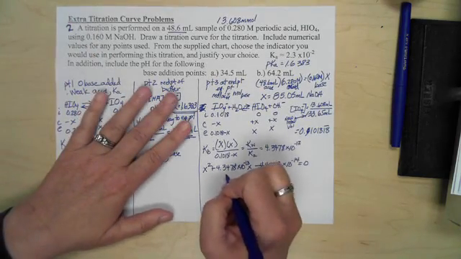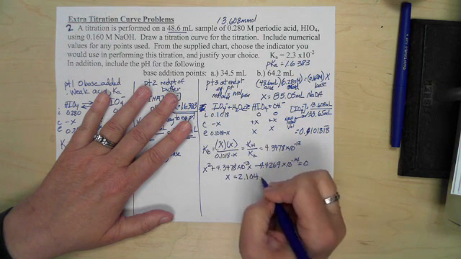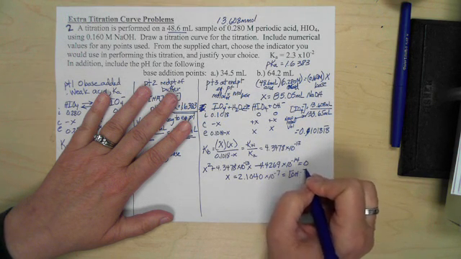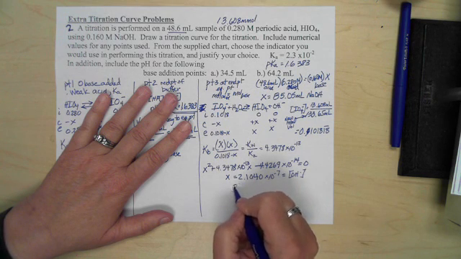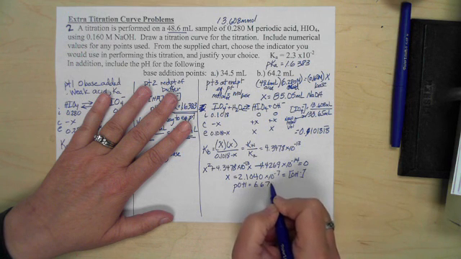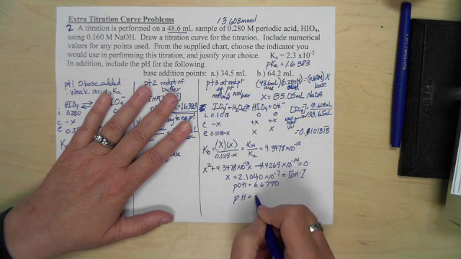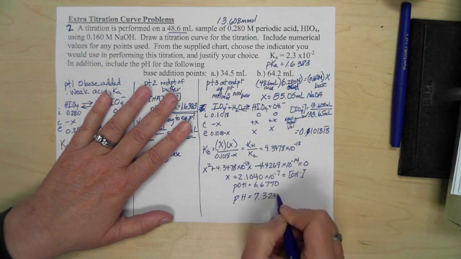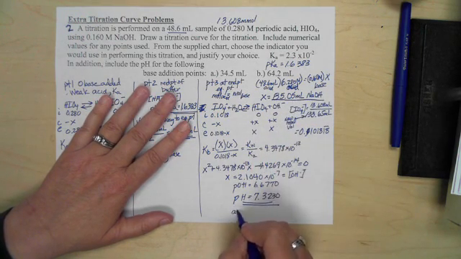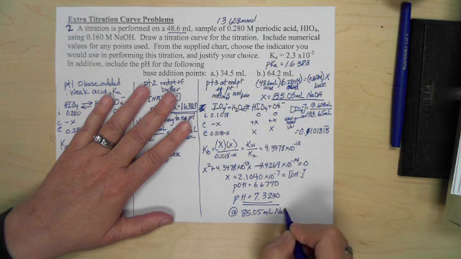We do our math and we find out that x is equal to 2.1040 times 10 to the minus 7th. Now remember, that is the hydroxide ion concentration, so we take the negative log of that and we find that the pOH is equal to 6.6770, which means my pH is equal to 7.3230. And again, we got our concentration, so at 85.05 milliliters of the base added.